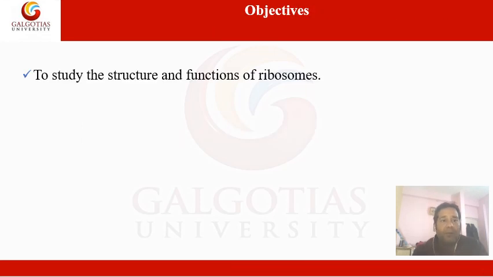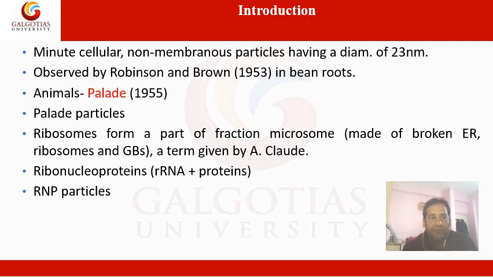So the main objective of today's lecture is to study the structure and function of ribosomes. Now in the introduction, first of all, we want to know what a ribosome is. So ribosomes are minute cellular non-membranous particles that have a very small diameter, roughly around 23 nanometer.